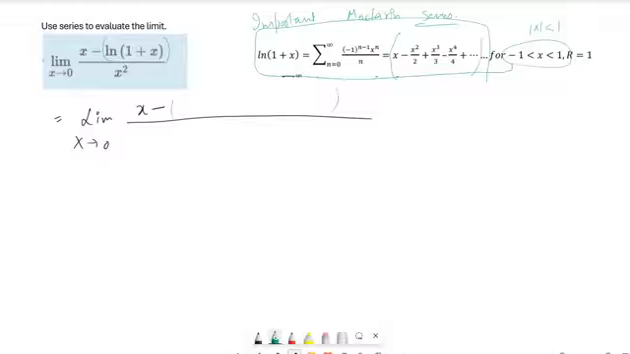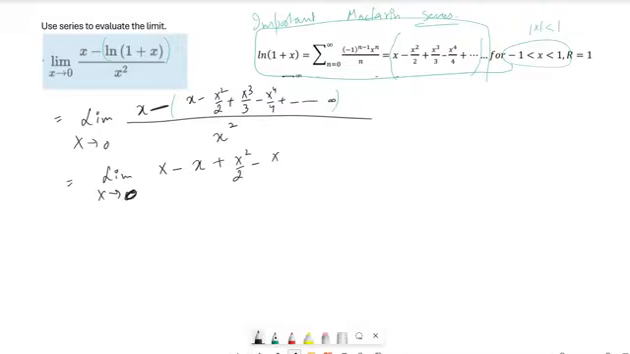Here we have x minus x squared by 2 plus x cubed by 3 minus x4 by 4 plus so on up to infinity, and the whole thing is being divided by x squared. Now you guys notice when I open the parenthesis, there is a negative outside. It's going to change all the signs inside. So negative x plus x squared by 2 minus x cubed by 3 plus x4 by 4 minus so on up to infinity divided by x squared.